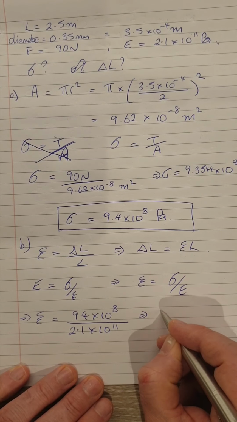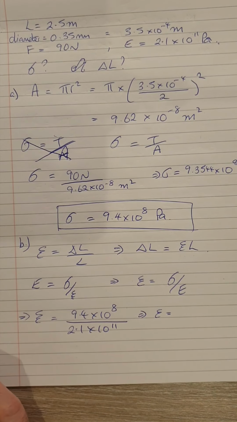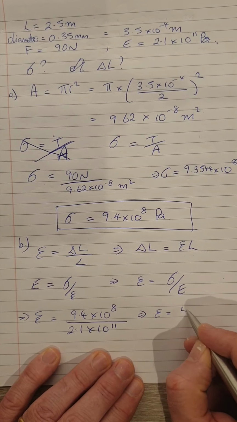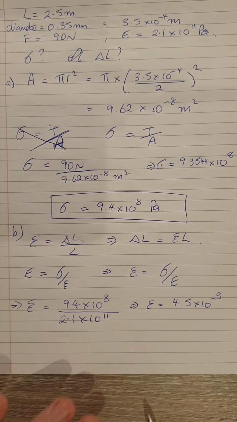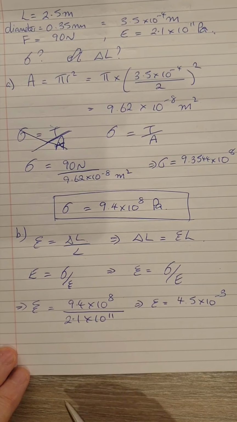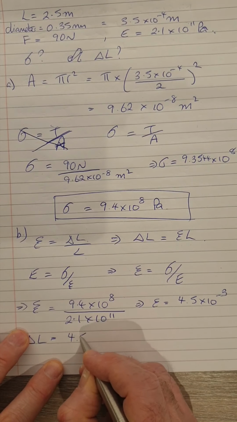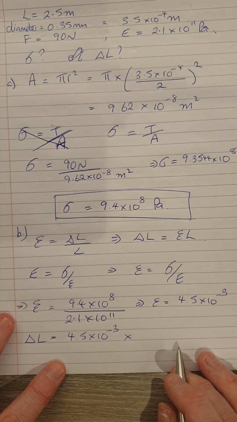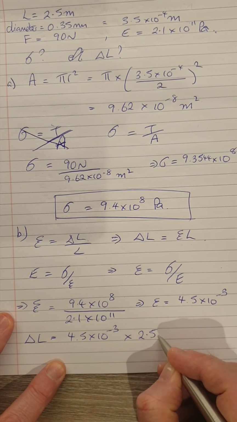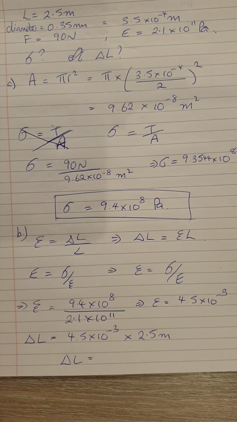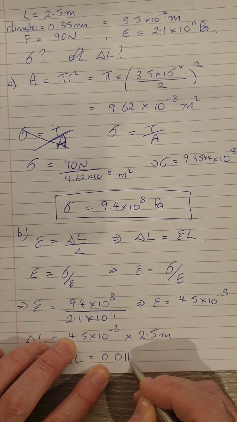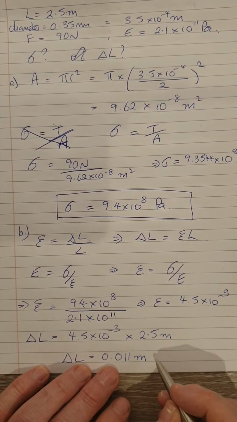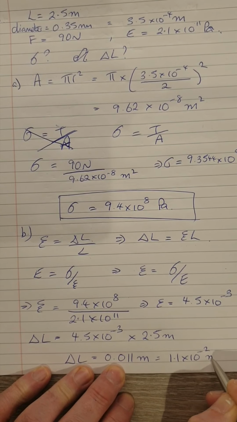So put that into my calculator. It gives me an answer of 4.5 by 10 to the minus 3. And remember, this is a ratio of length, so it has no units. And then I have to use that to calculate my extension. That's going to be equal to 4.5 by 10 to the minus 3 multiplied by the original length, which was 2.5 meters, which gives me my extension is equal to 0.011 meters. That's equal to 1.1 by 10 to the minus 2 meters.